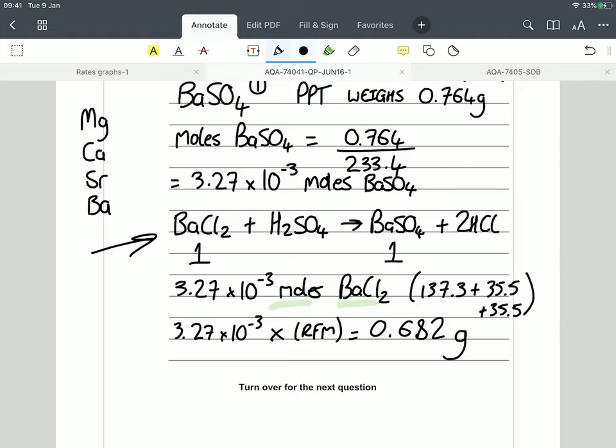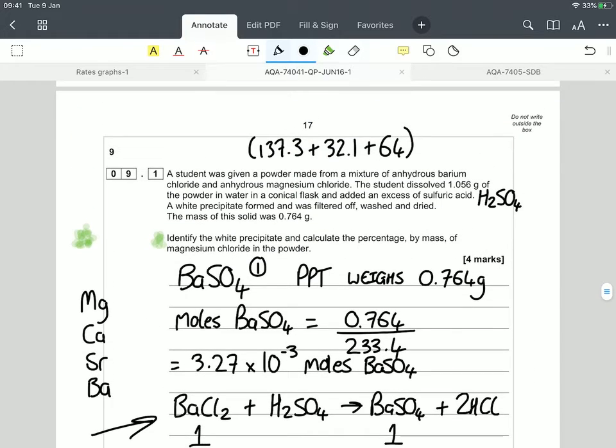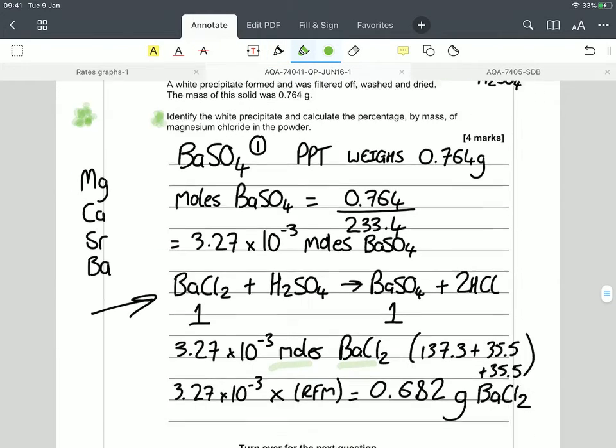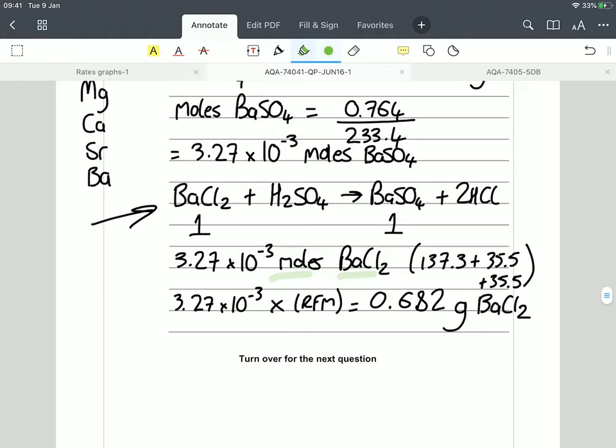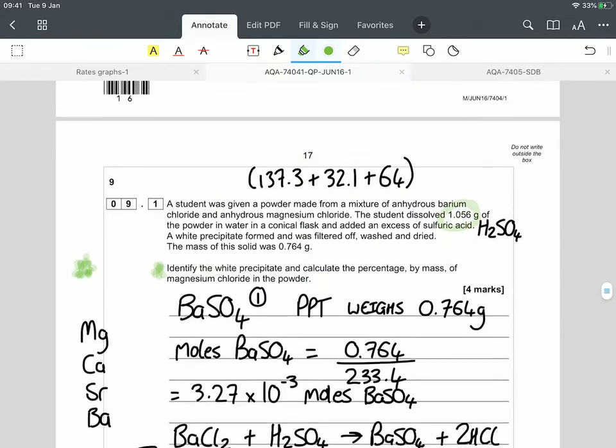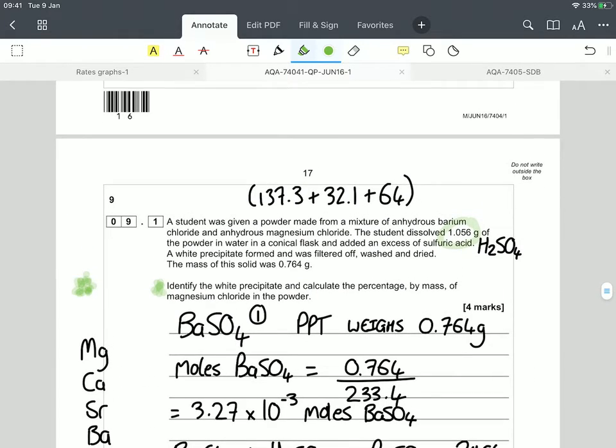But again, in terms of how we're answering questions and laying our answer out, just remember that's the mass of barium chloride. And again, we'll have got some credit so far. In fact, we're probably at 3 marks now. But there's one thing still to point out, which I mentioned earlier: we want to know the percentage by mass of magnesium chloride. So the important number now is that number, because if 0.682 grams of barium chloride were present in the original mixture, we can now subtract that number from 1.056.